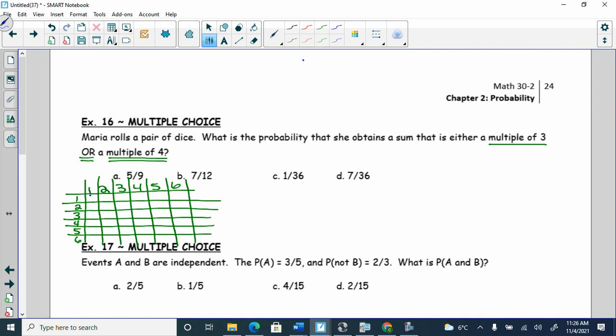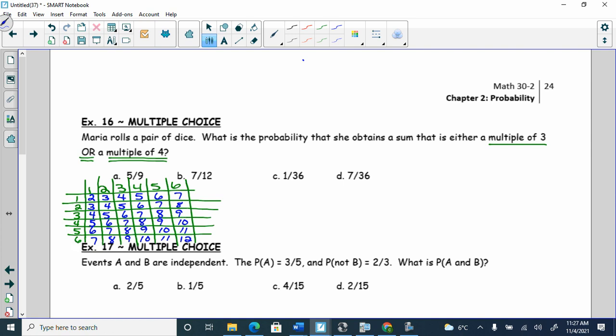So this one would sum to 2. This one would sum to 3. 3 and 1 is 4. 4 and 1 is 5. 5 and 1 is 6. 6 and 1 is 7. They just go up by ones. 2 and 1 is 3. 2 and 2 is 4, 5, 6, 7, 8. 3 and 1 is 4. 3 and 2 is 5, 6, 7, 8, 9. 4 and 1 is 5. 4 and 2 is 6, 7, 8, 9, 10. 5 and 1 is 6. 5 and 2 is 7, 8, 9, 10, 11. 6 and 1 is 7, 8, 9, 10, 11. And you should always end with 12 because it's 6 and 6. Correct? Okay.